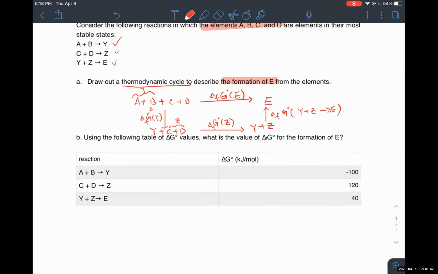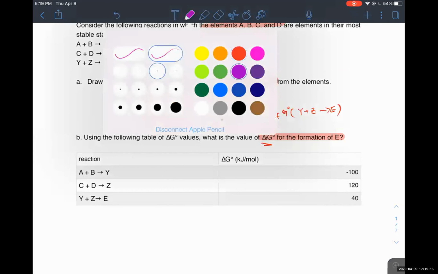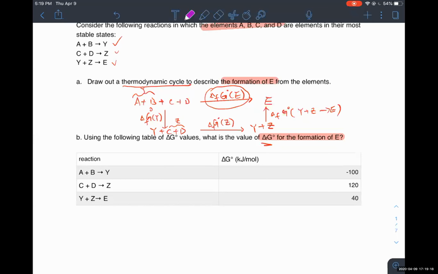For part B, we're asked to find the changing free energy of formation for the molecule E, which is the one here. As Niti just said, the changing free energy of formation is a state variable. So we only care about the starting reactants and the final product, and it doesn't matter which path we take. If we look at this cycle, it's the same if we go with this path, and the same if we go with this path.